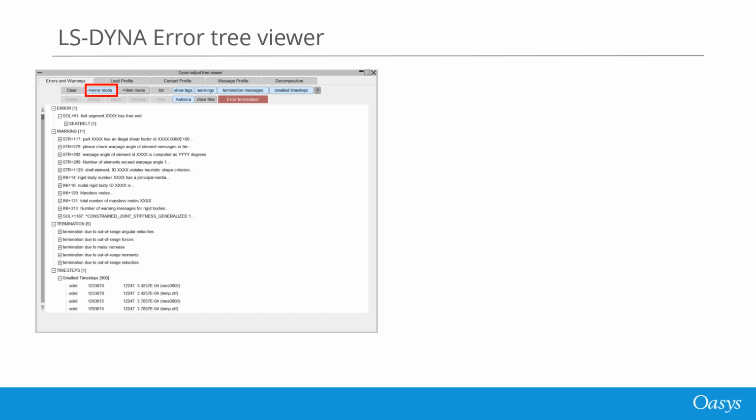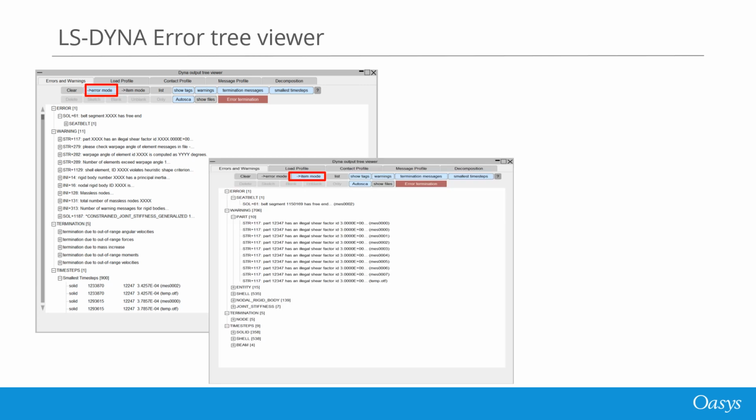In the error tree mode, the branches can be expanded to view the first level that gives out the generalized version of the error or warning messages. The second level gives the entity types to which the errors or warnings pertain. The third level gives out the entity labels referred to by errors or warnings. In item mode, the tree branches can be expanded to view the first level entity types that have errors or warnings associated with them.